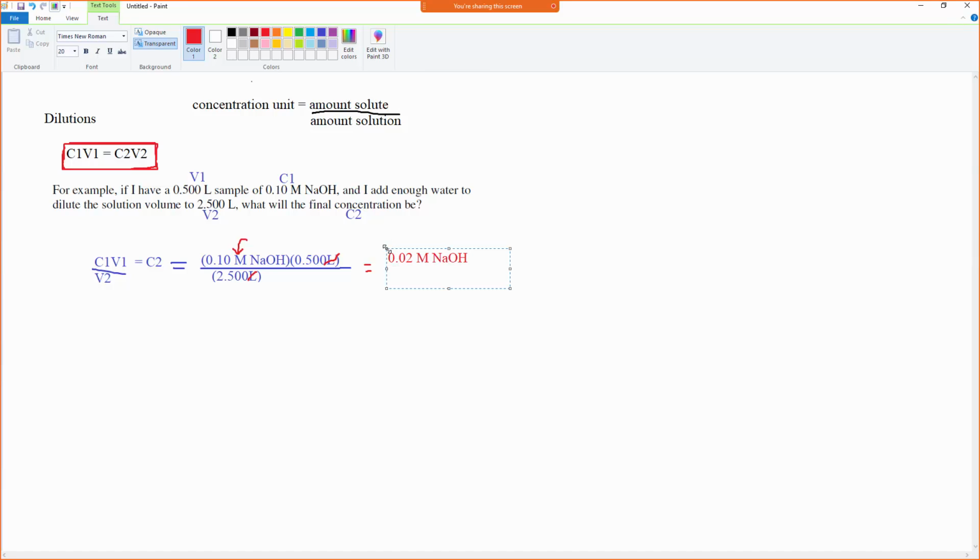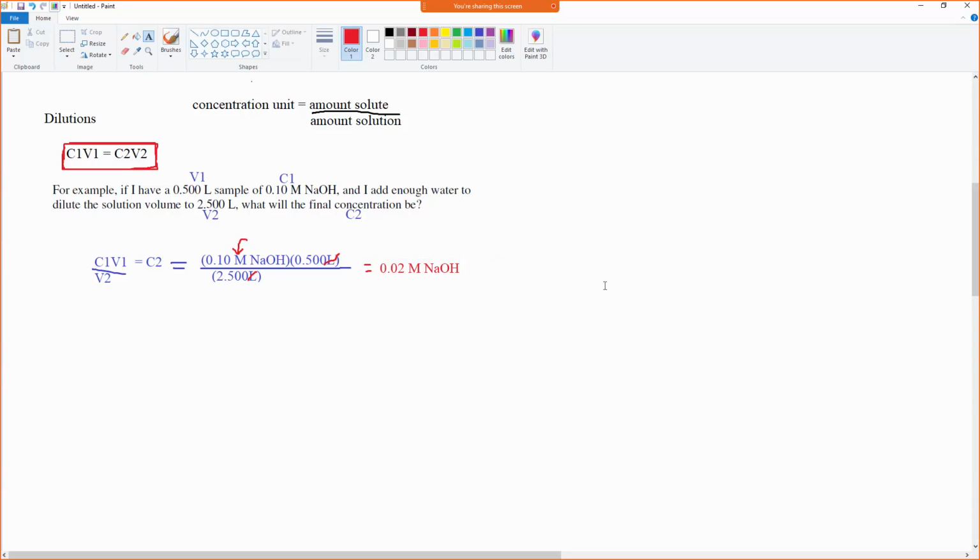Erica reminds us that we do dilutions with rubbing alcohol too, right? You might be able to buy rubbing alcohol as 70% at the store, but you might only need 30%. So you can dilute it to get what you want from that. Excellent. Any questions on this one?